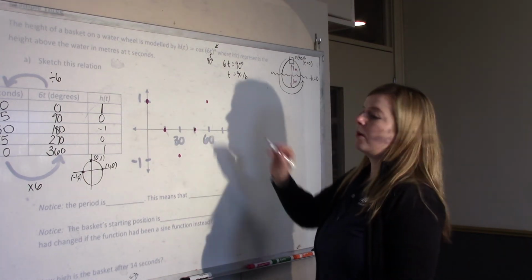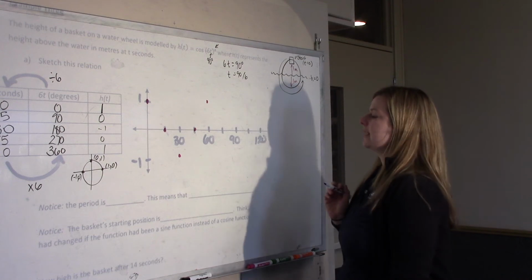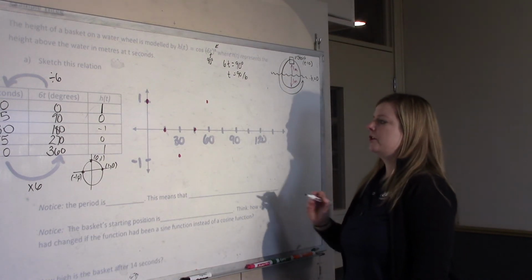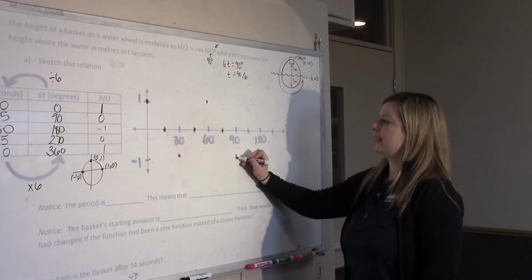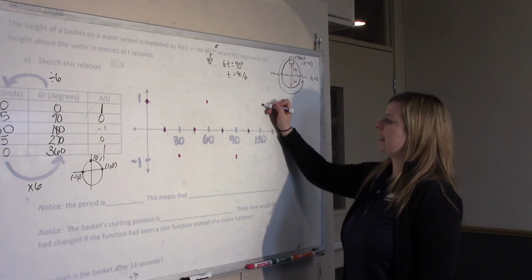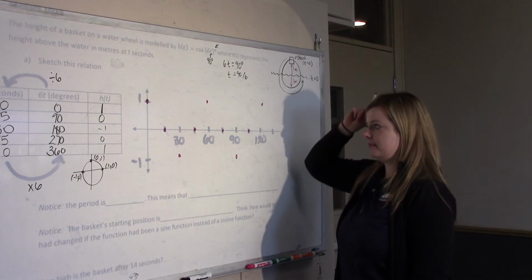So this is one cycle. We can continue and draw a second cycle by just following the pattern. So another 15 seconds, so that's 75, we're at the water again, then down, then up, and then back to our maximum at 120 seconds.